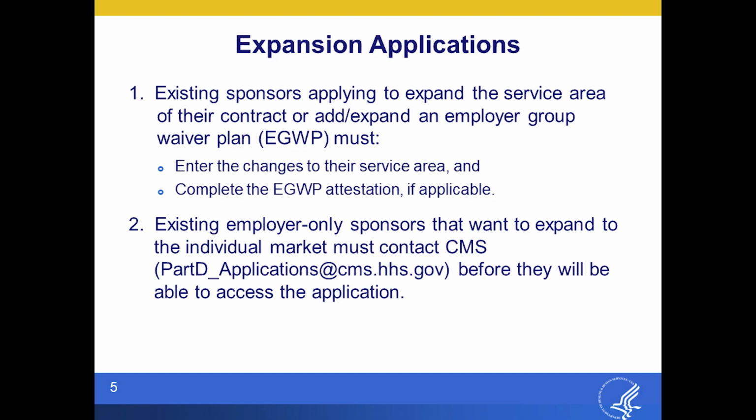Slide 5 describes how expansion applications are generated. CMS encourages you to read the online user guide to find answers to your questions. Expansion applications include existing sponsors that are expanding their service area, adding individual market to an existing employer-only contract, adding EGWP to their contract for the first time, or expanding an EGWP service area. These applicants must enter their pending service area and complete the EGWP attestation if applicable.